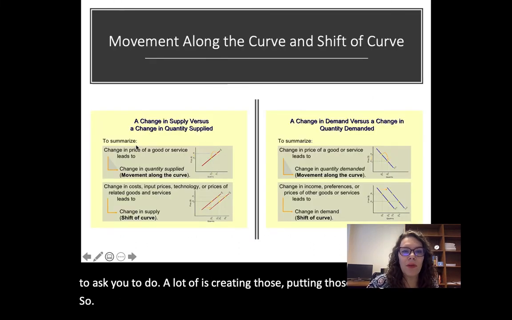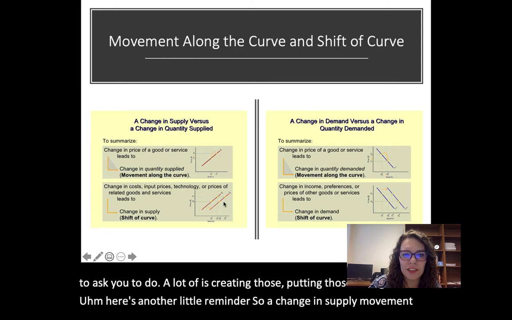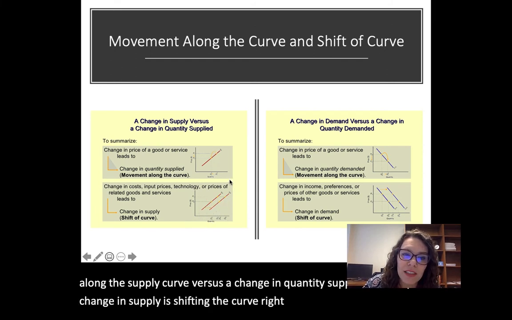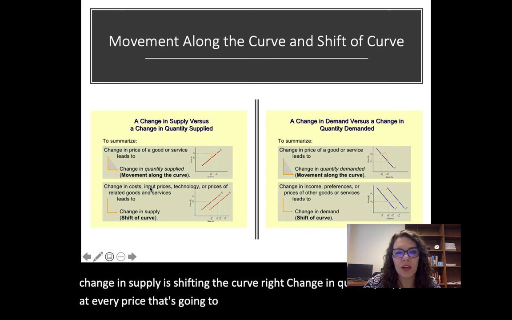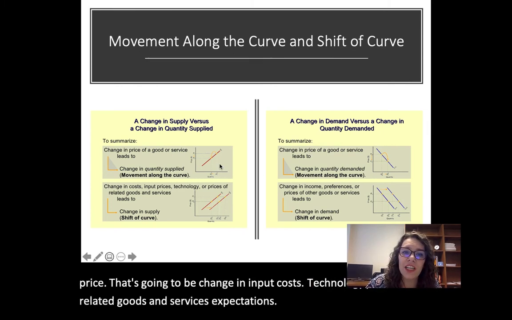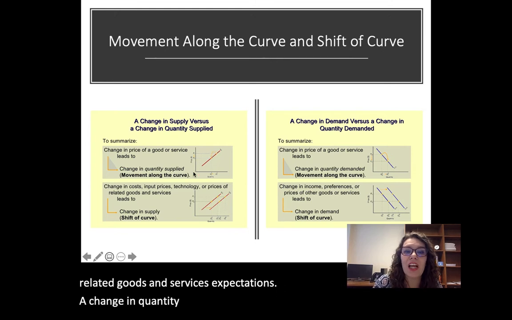So, here's another little reminder. A change in supply versus a change in quantity supplied. A change in supply is shifting the curve, right? Changing quantity supplied at every price. That's going to be a change in input costs, technology, prices of related goods and services, expectations. A change in quantity supplied is movement along the curve.